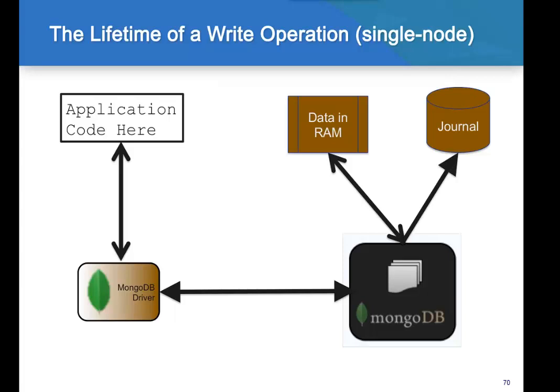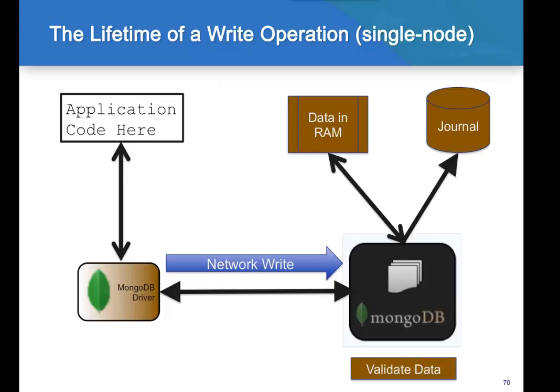So the way I want to talk about it, first I want to talk about durability in the context of the single node system. So again, this diagram should look familiar. You've got the application code, it connects to the driver, which connects to the single node MongoDB. And this is what happens when you send a write operation, like an insert, an update, or a delete to MongoDB. So the driver sends that write information over the network to your MongoDB node.